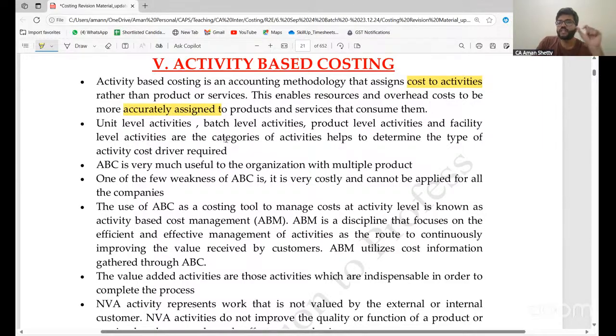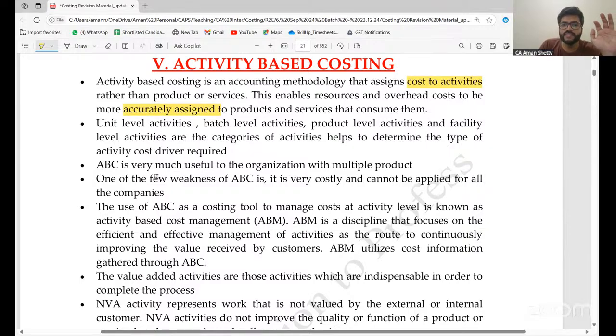So for example, what are facility level activities? That pertains to that particular building, whatever is there, that could be my facility level activities. Product level activities, designing of the product. Batch level activities like setup. And then unit level activities that are derived by each and every unit. Those are my unit level activities.